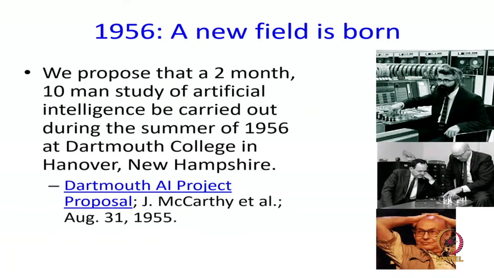They say in their project proposal, we propose a 2-month, 10-man study of artificial intelligence. So, this is the first time the word artificial intelligence starts to get used, and it was given by the very first person on the right, John McCarthy. Now, John was at Stanford. He worked a lot on chess, and he also created or co-created the language called Lisp, which is a declarative programming language which became very popular in the 60s and 70s.